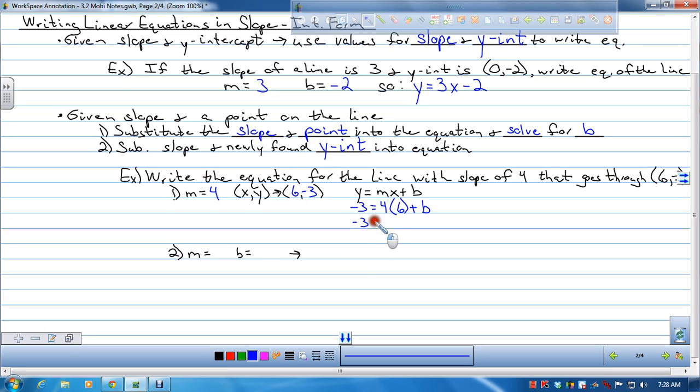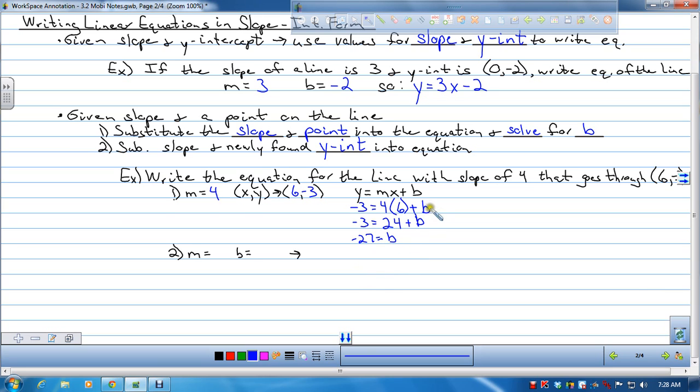So -3 equals 4 times 6 is 24 plus b. Whoops. What would we do to solve that? We would subtract the 24 over to this side to get -27 equals b.